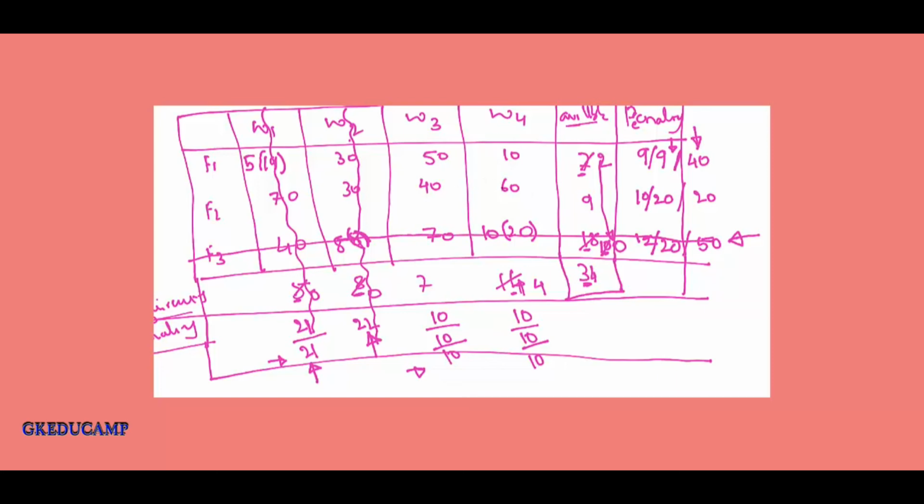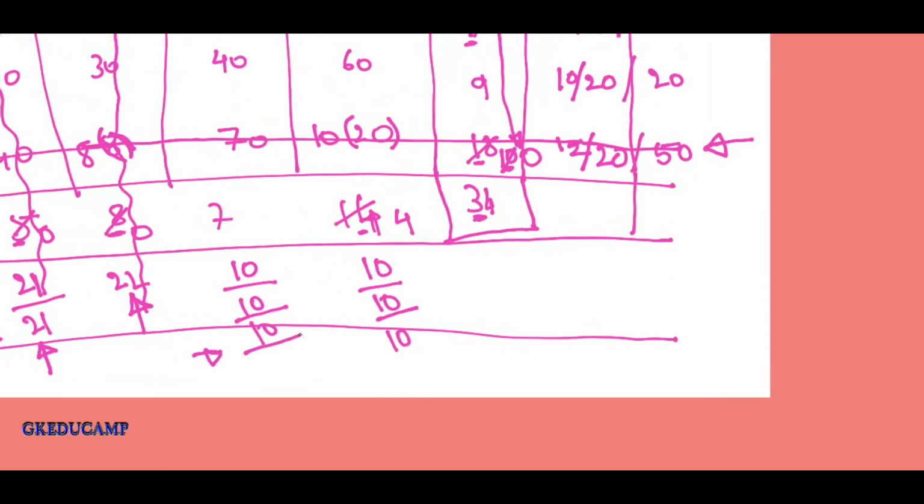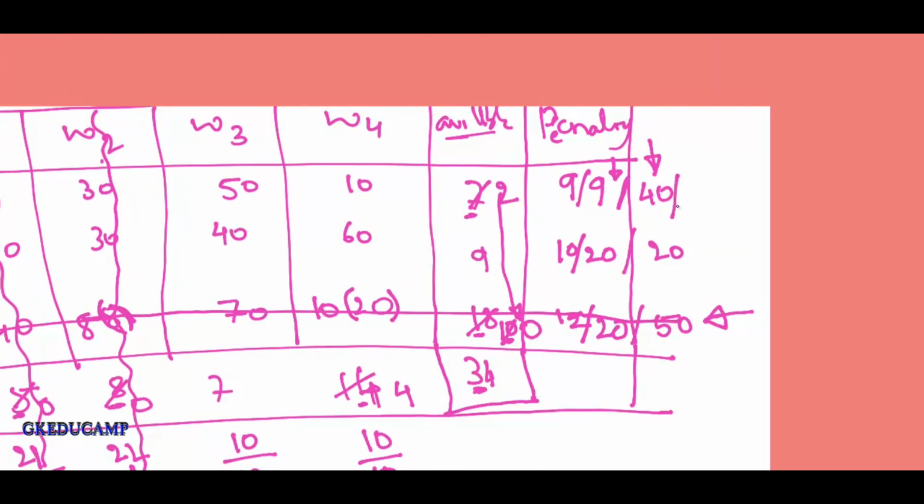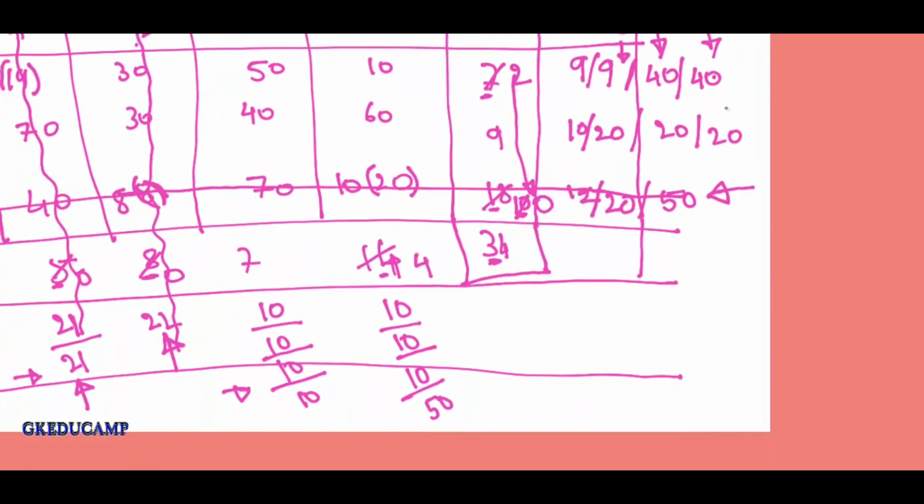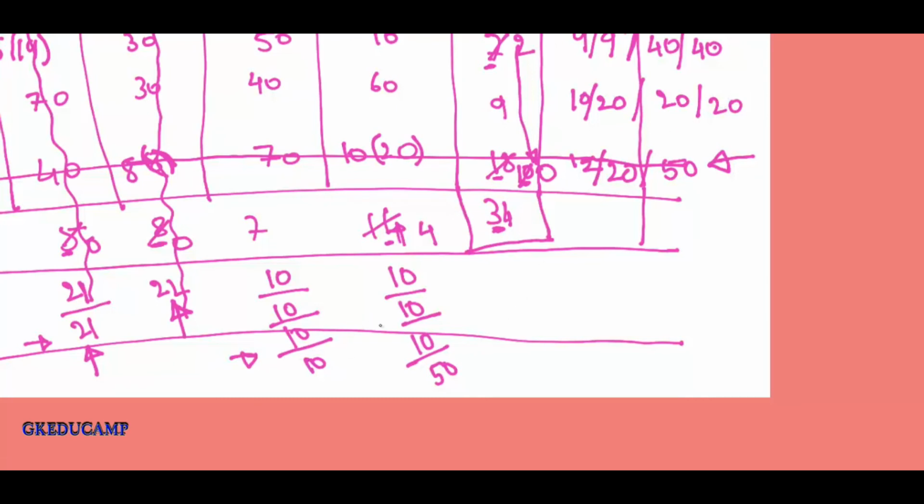Minimum is 40. Here the available requirements are 7, here 9. So allocate 7 to the 40, it will become 0. Here 2 is available because 9 minus 7 is 2. Here 2 is the availability, and 2 is the requirement. So the last one is 60 left. So allocate 2 to the 60, you will get 0, and this one also 0. So this is Vogel's approximation method, how to solve.